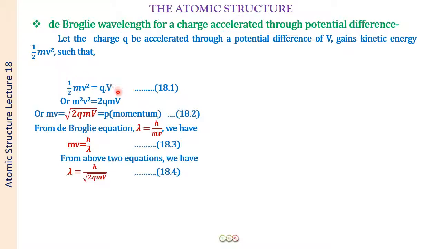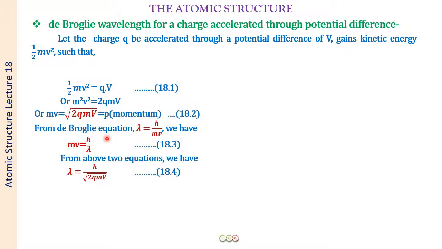Now, we have half mv square equal to Q into V. 2 you take to the other side, multiply both sides by m, you will get m square v square is equal to 2qmV. Okay, and we can say that mv is under root of 2qmV, and mv is nothing but momentum. So we have a very important relationship between the momentum, the mass, the velocity of the charged particle, and the potential to which it can be accelerated. Fine. So this is going to be a very important equation for you.